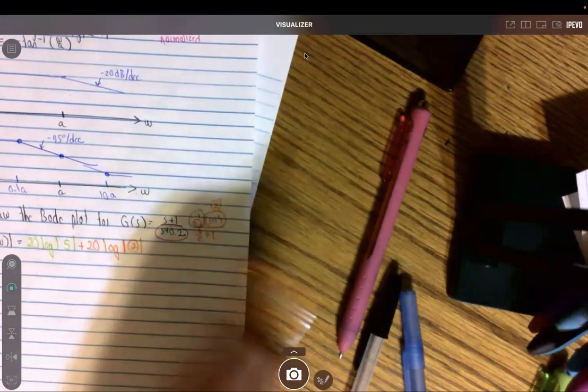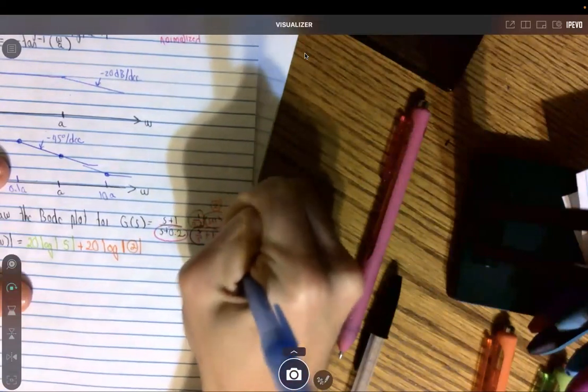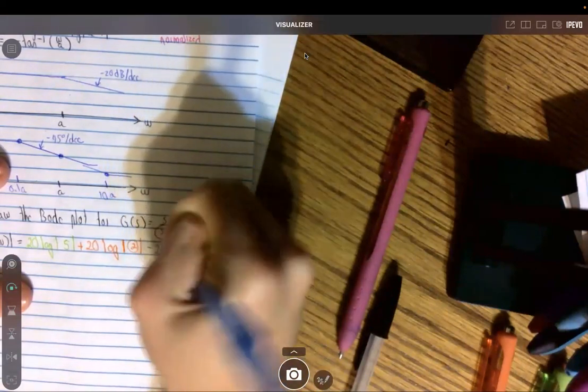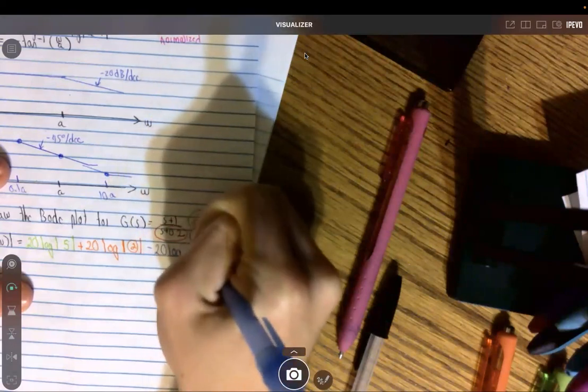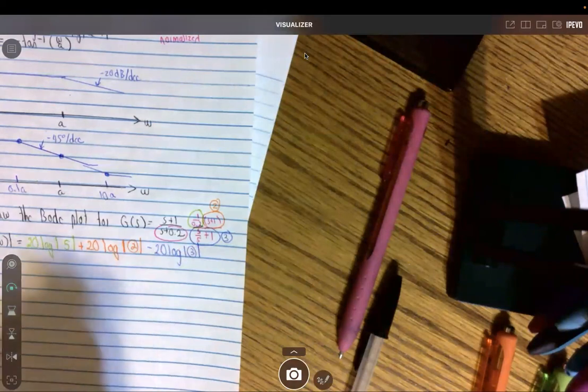And then here we have a pole for this denominator. I'm going to call this 3. So it's going to be minus 20 log, and then where that cutoff or the corner frequency is for 3, which is at 5. Okay.